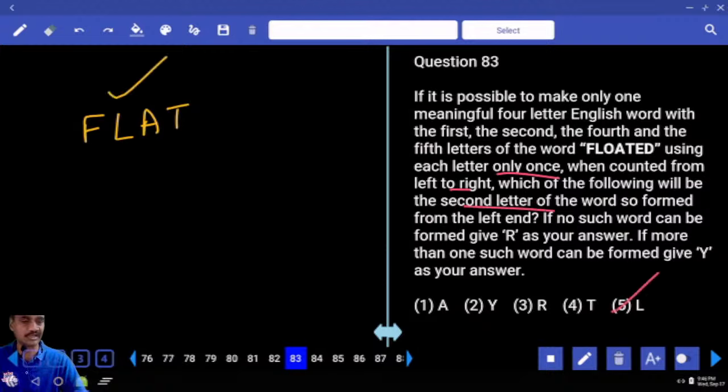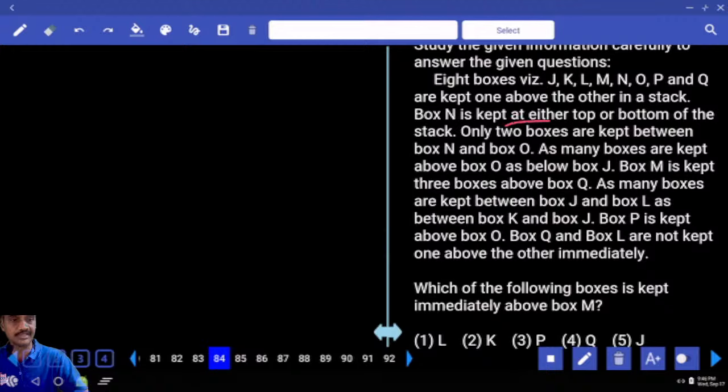The next one, 84 onwards. Now 8 boxes were there, and they were placed one above the other in a stack. N is kept either at the top or at the bottom. A definite position is given, so it is the first priority. Clear? Then how many are there?